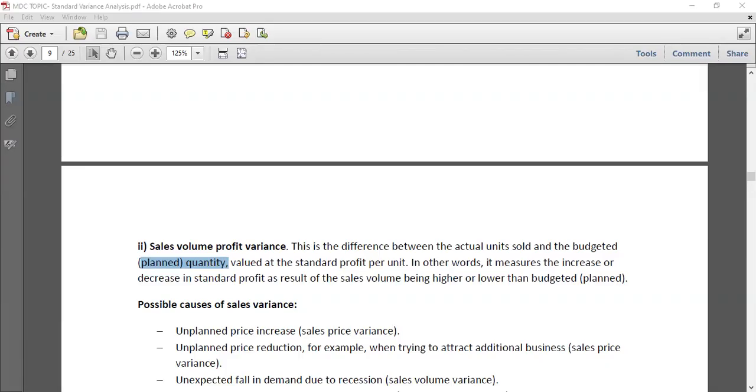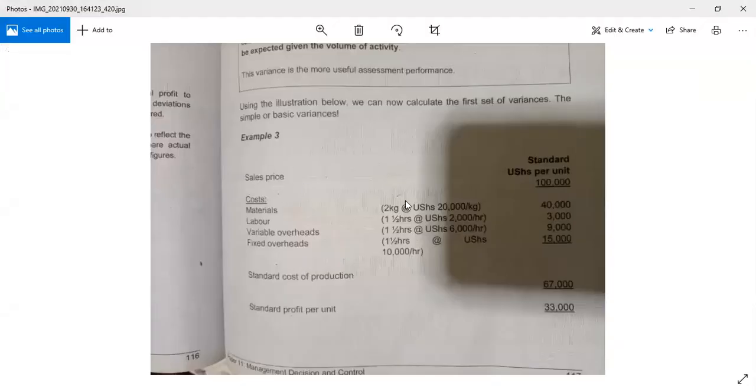Remember, I showed you that standard profit per unit when we were looking at the first part of the question. Right here, we had the selling price. This is your standard costing statement, and that's why up here they have put the word standard UGX per unit. So this is your standard price, the 100, and then these are the respective costs. And then we also have the standard profit per unit, which is what we are going to use. So ours is to look at the difference between the quantities and then multiply it by that.